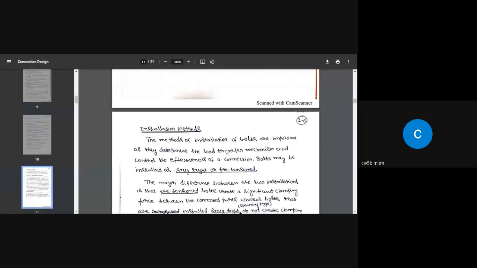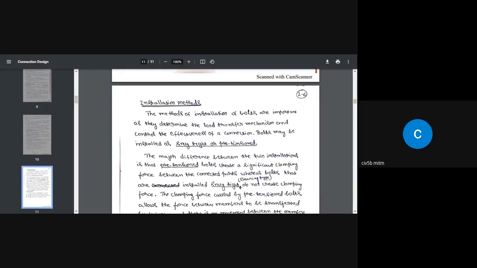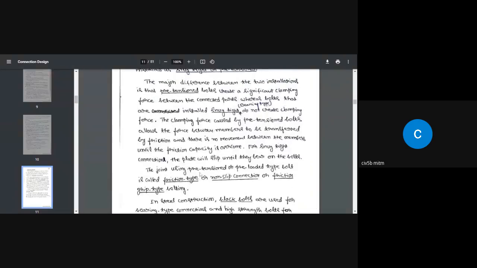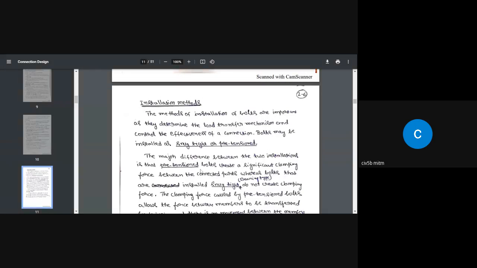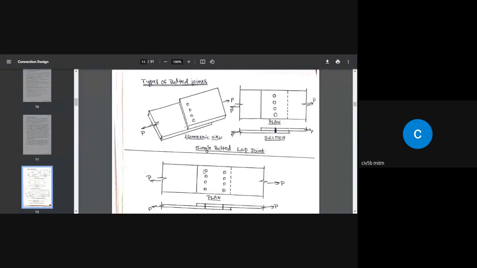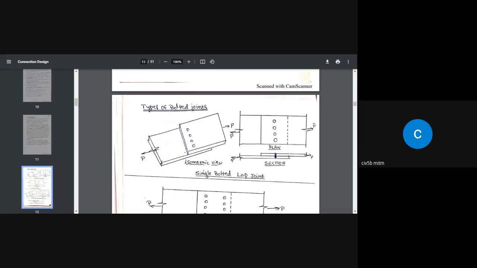When it comes to installation methods, it is not there in your syllabus. I'm going to skip this part. When you get the notes, I'm going to mark X on this, so you don't have to study it for the examination. Next, we'll deal with types of bolted joints. Questions keep appearing in the examination on this.